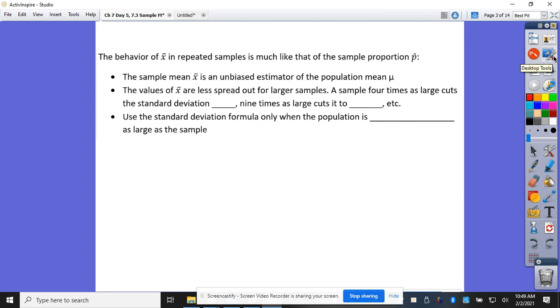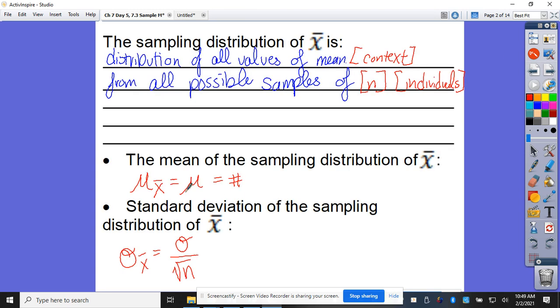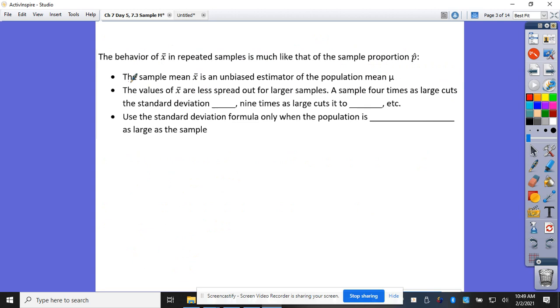This is just a quick read through. Well, the sample mean x bar is unbiased if it's the same as the mean, which is what we're writing right here. The values of x bar are less spread out for larger samples. We talked about that before.